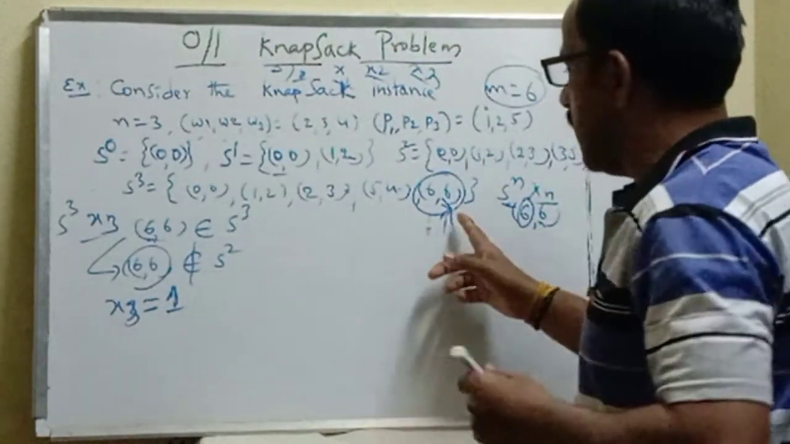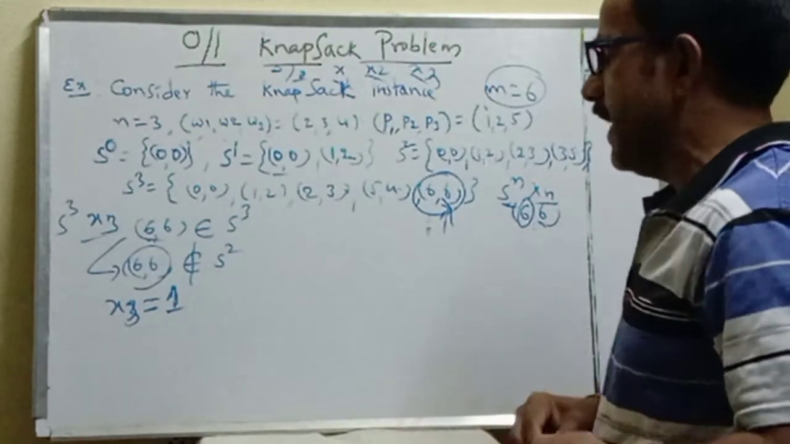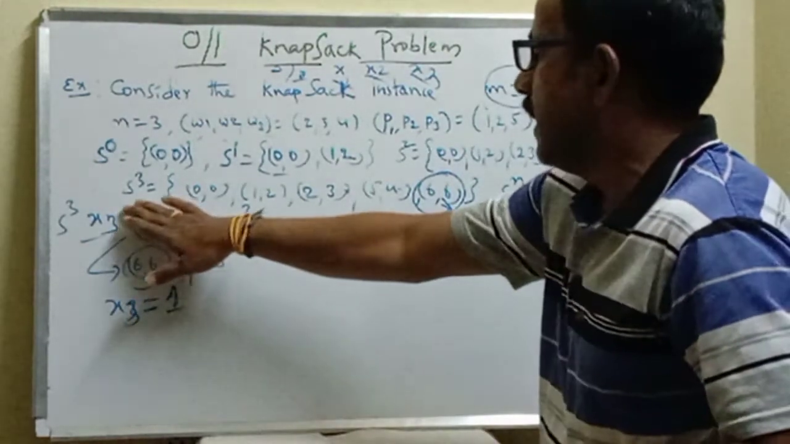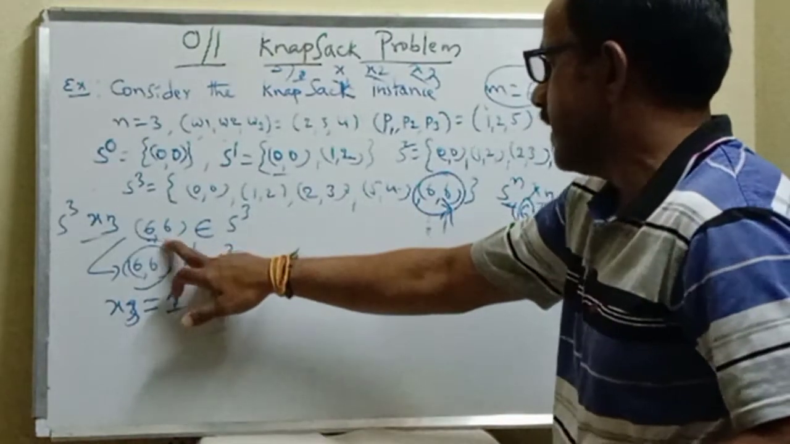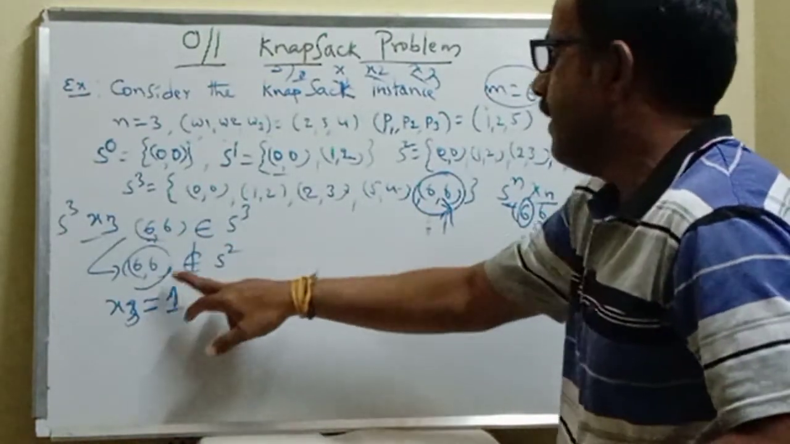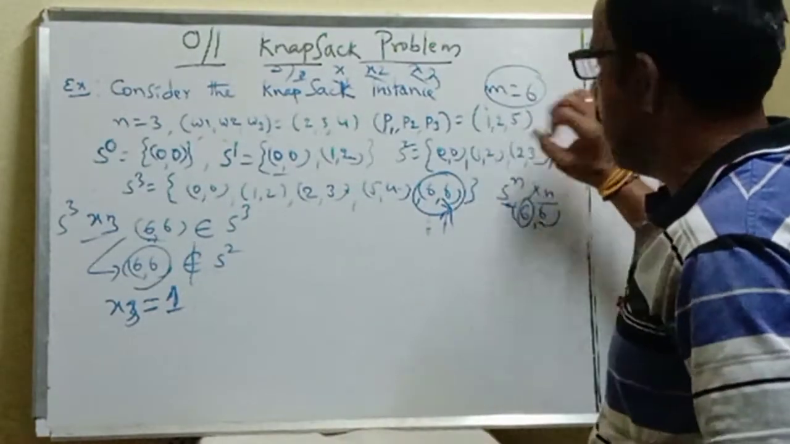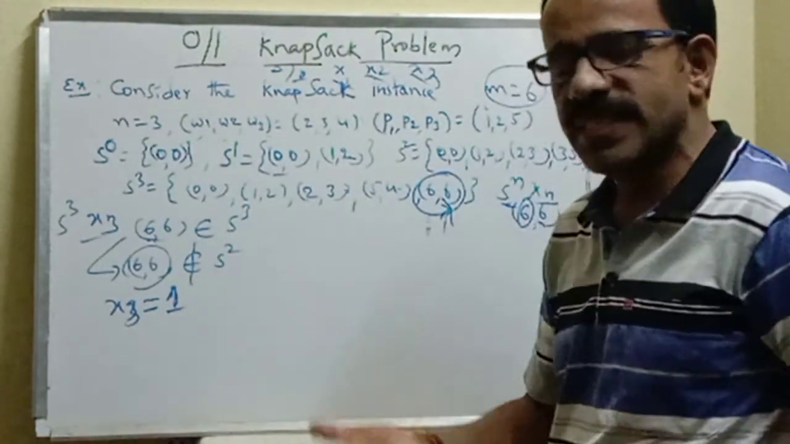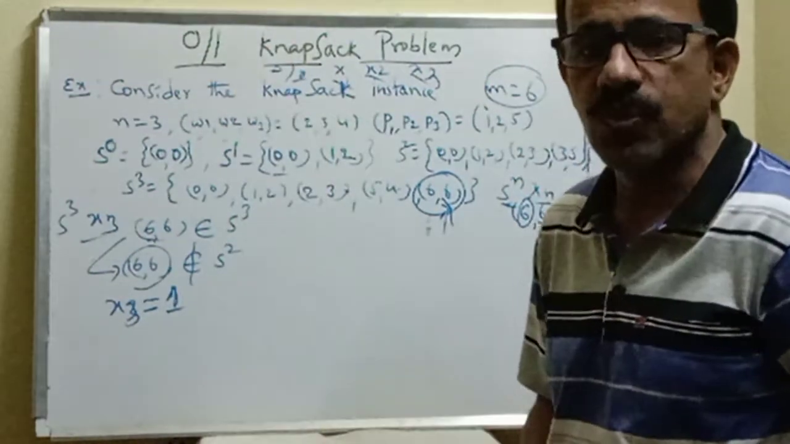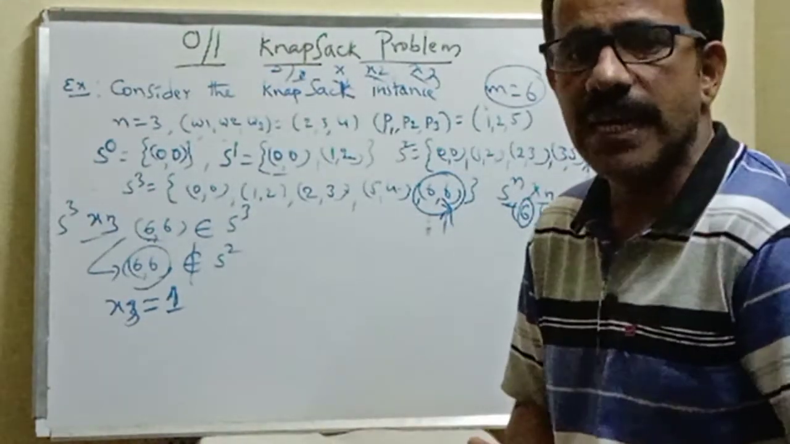Select the last pair in the last set. Here our last set is S3, and the last pair is 6,6. Now 6,6 is selected from S3, and verify whether 6,6 is there in S2 or not. If 6,6 is there in S2, simply the solution is 0, because nothing has happened on S2, since the same pair we obtained in S3 also.